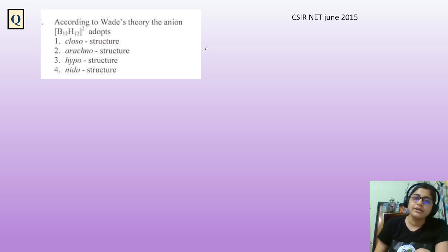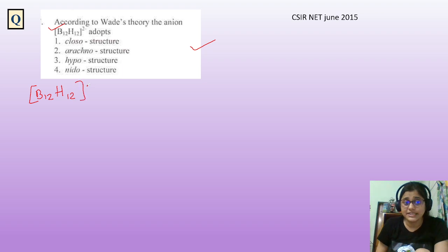Now I have taken one CSIR-NET question. According to wave theory, this anion will adopt what structure? See, the straightforward questions are asked from this chapter. You have a proof now. See how easy the examples and questions are here.